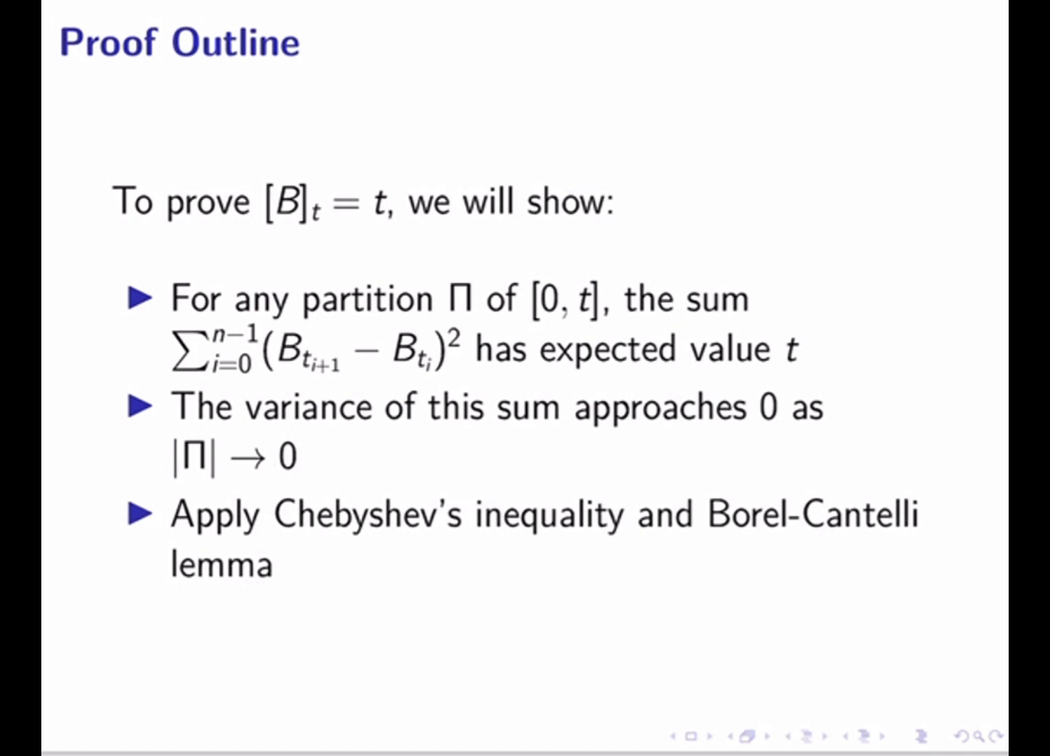Here is our approach to proving that the quadratic variation of a Brownian motion equals time. First, we will show that for any partition, the expected value of the sum of squared increments equals t. Then we will demonstrate that the variance of this sum converges to 0 as the partition becomes finer. Finally, we will use Chebyshev's inequality and the Borel-Cantelli lemma to establish almost sure convergence.